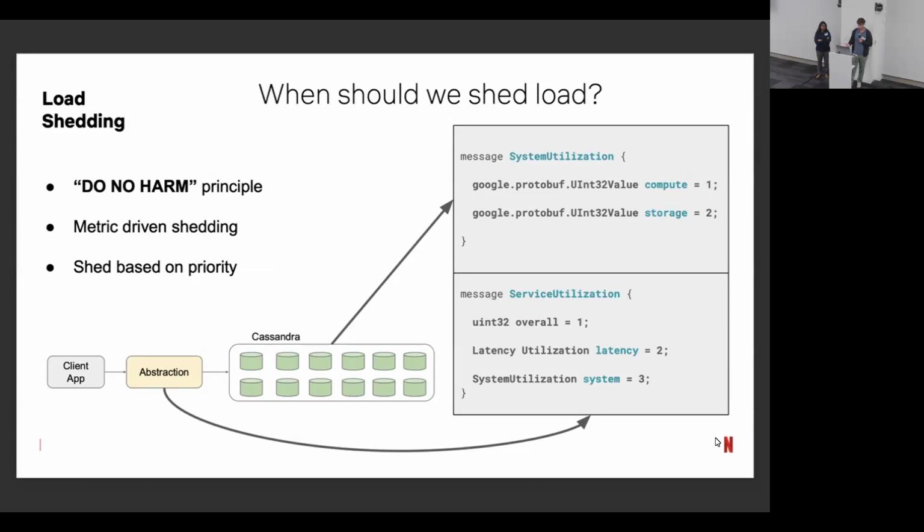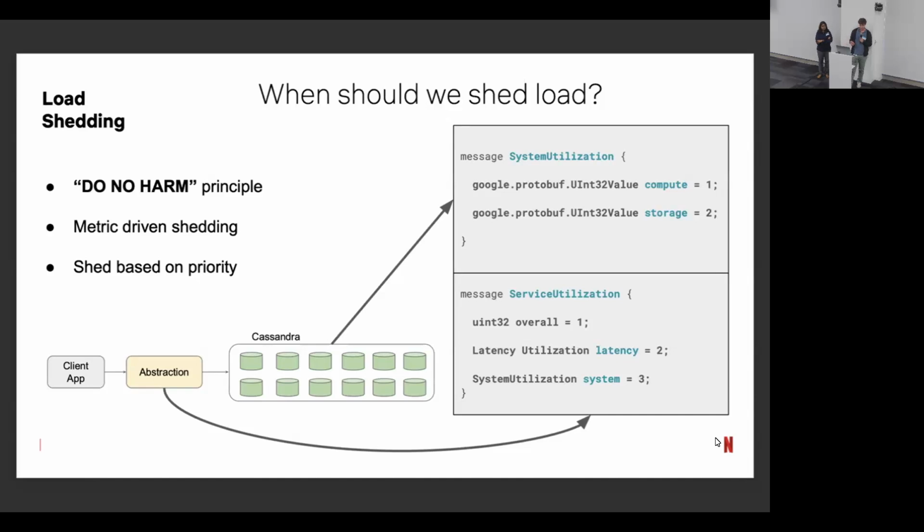Otherwise, you really are just harming your own availability, your own resiliency. So the way we aim to do this is by metric-driven shedding. So we have our architecture here again, and we have these protos. This is the information that we're propagating down the stream.